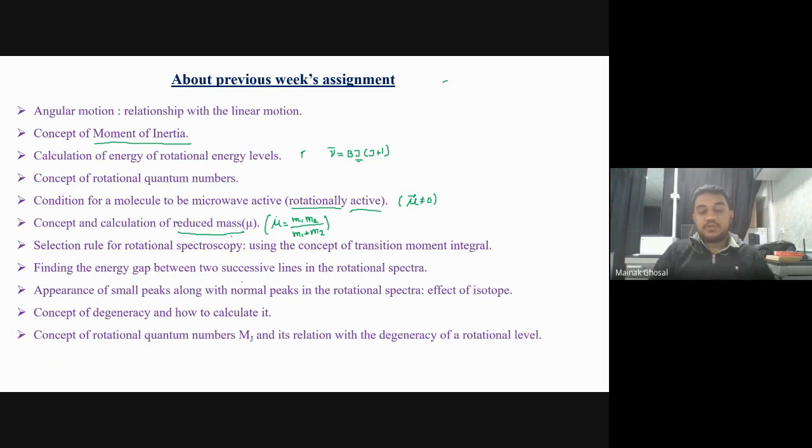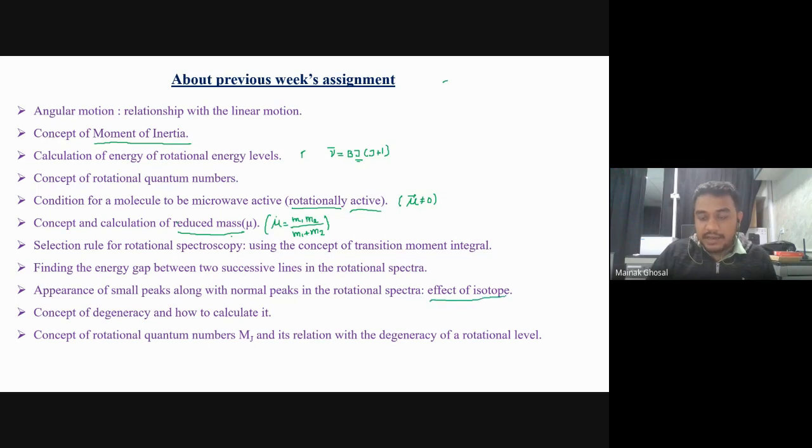Then finding the energy gap between two successive lines in the rotational spectrum. In the rotational spectrum, it was shown that the rotational lines are separated by a constant distance, which is defined as 2B. You have seen that in the previous lecture. And also, small peaks appeared along with the normal peaks in the rotational spectrum. This was discussed also for the carbon monoxide case.